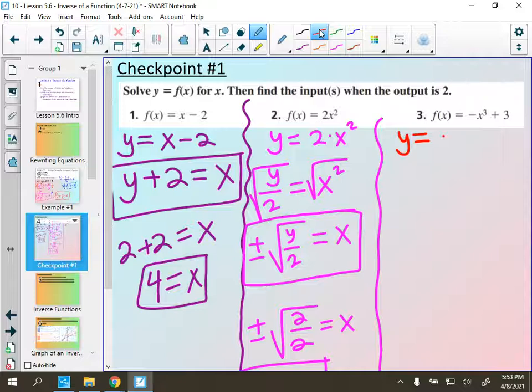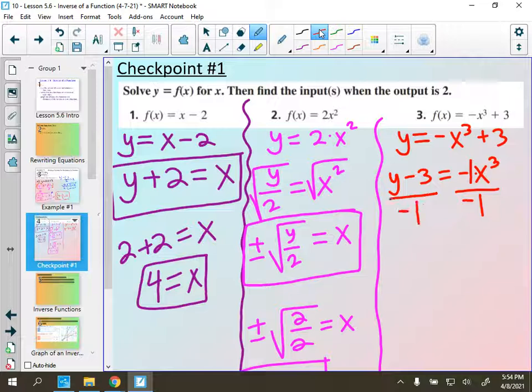So y equals the opposite of x cubed plus 3. I'm getting tight here on the edge, but I think we can manage. Let's get the 3 out of here. So y minus 3 equals the opposite of x cubed. I'm not ready to cube root yet. Let's get rid of this. Maybe it's helpful to put a little minus 1 there to remind yourself that I can get rid of that the same way we would always get rid of something being multiplied by a variable.